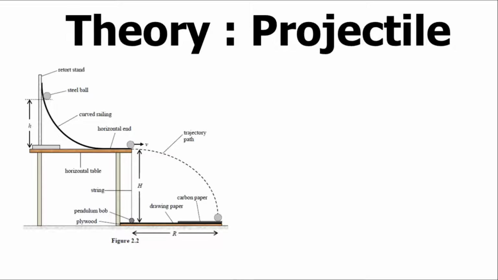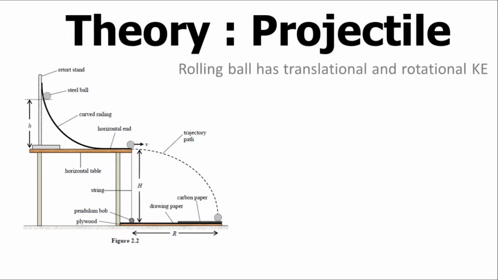As the ball is released, the ball is rolling on the track. It has both translational and rotational kinetic energy. From the principle of conservation of energy, we have this equation. mgh equals half mv squared plus 1/5 mv squared. The 1/5 mv squared is the rotational kinetic energy of the ball. At the end of the track, the potential energy is transformed to the kinetic energy of the ball.